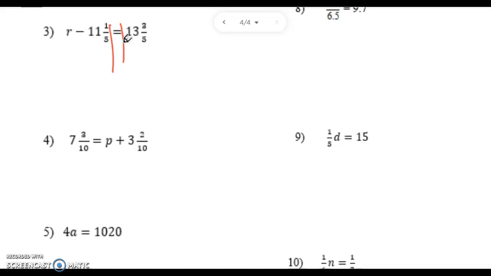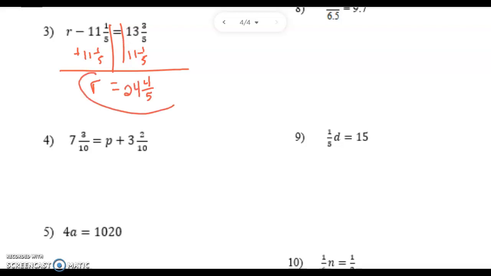Draw my wall. The opposite of subtracting 11 and 1/5 is to add 11 and 1/5 to both sides. 11 and 1/5. All right. The 11 1/5 becomes 0 because they're opposites. They're 0 pairs. So r equals, well, 3/5 plus 1/5 gives me 4/5. 13 plus 11 gives me 24. So your answer R is 24 and 4/5.